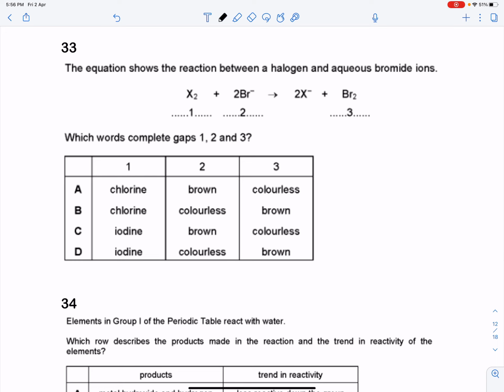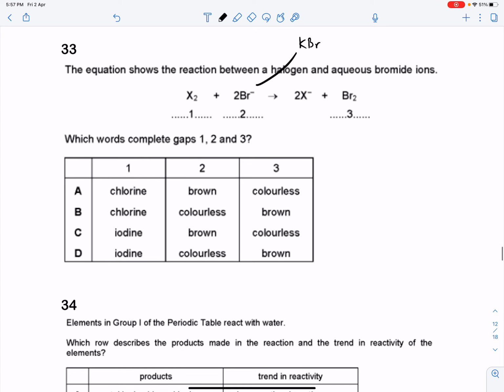33. The equation shows the reaction between a halogen and aqueous bromide ions. So you've got, this is bromine as KBr in solution. So we know that the solutions of the potassium salts or the halogen salts, they are all colorless. So this one must be colorless, or it could be D. So it's definitely not C, it's definitely not A. Let's not commit to B yet.